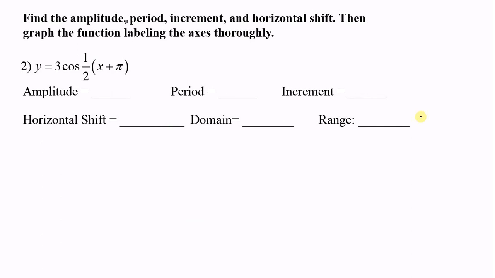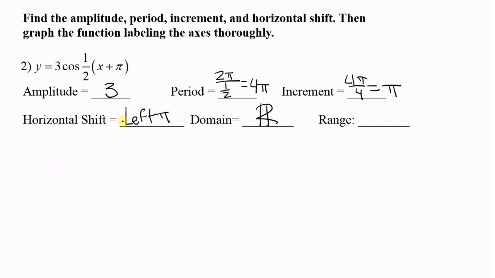Let's try another one. Amplitude is 3, period, 2 pi divided by 1/2. That's kind of gross. So 2 divided by 1/2 is 4. So I'm going to have 4 pi, and 4 pi divided by 4 is just pi. So it's going to be a lot easier to count on my x-axis, if you know what I mean. My horizontal shift, I am going to be moving to the left pi.